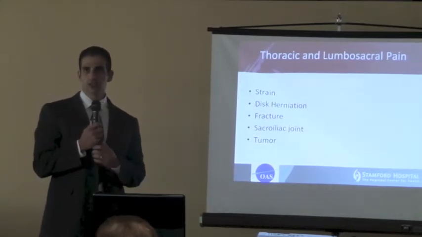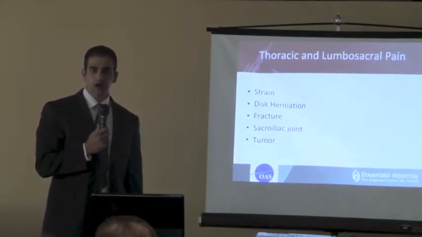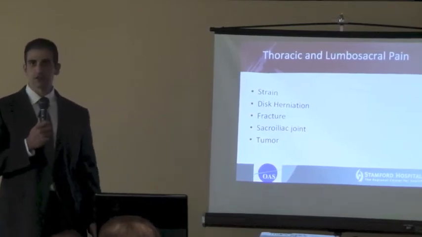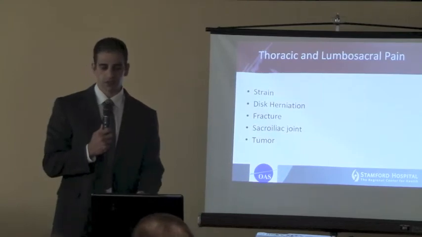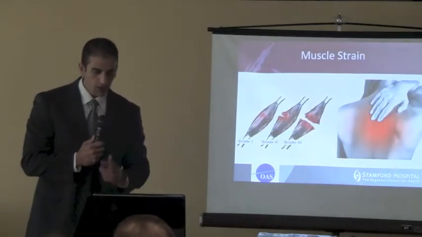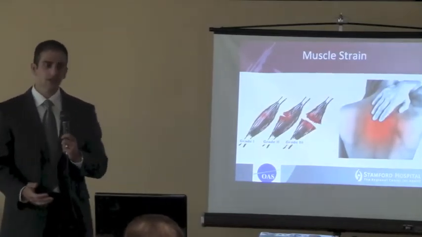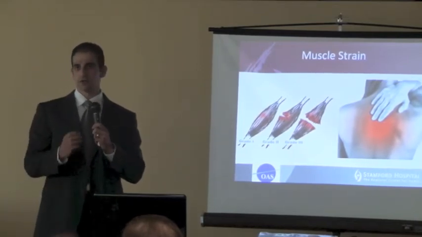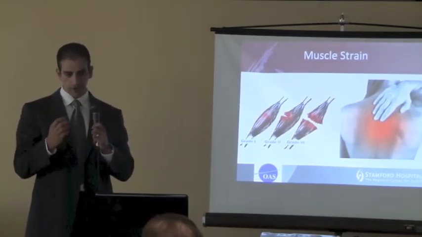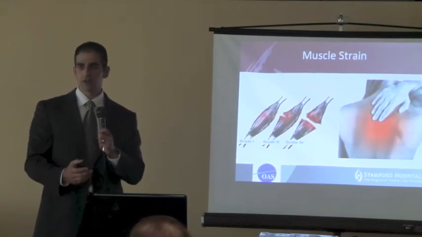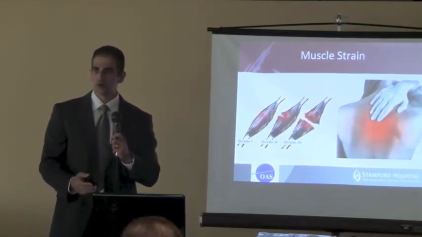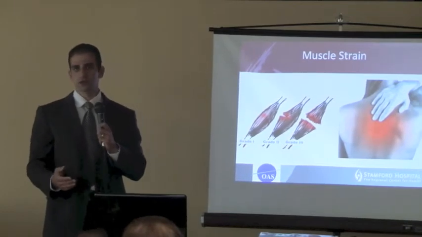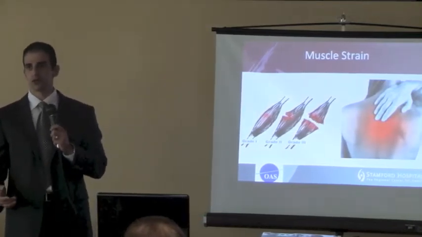The most common reason for back pain is a muscle strain. Then there are disc herniations, fractures or broken bones, tumors, and sacroiliac joint problems. So what is a muscle strain? Basically, a muscle consists of a bundle of fibers, which are held together in a membrane. When some of those fibers are torn, we call it a muscle strain. Depending on how many of those fibers are torn, we can grade it grade 1, 2, or 3.